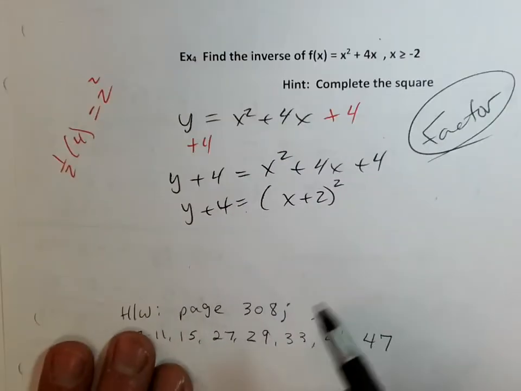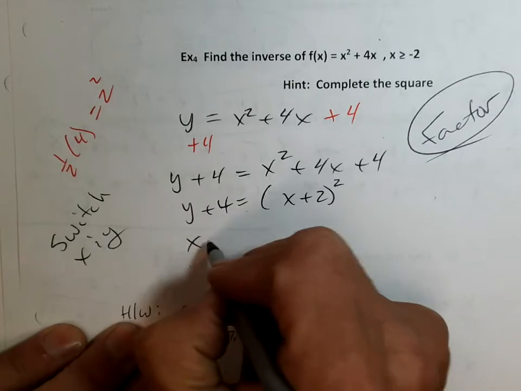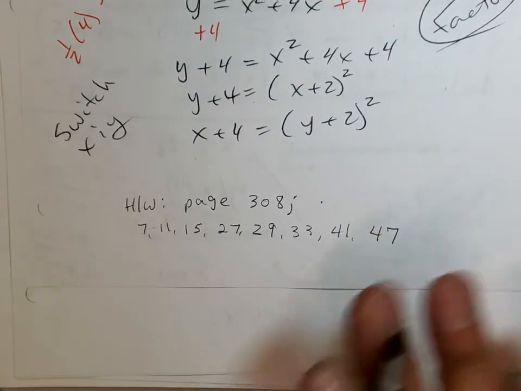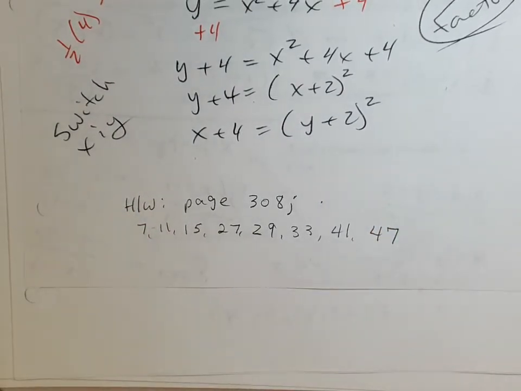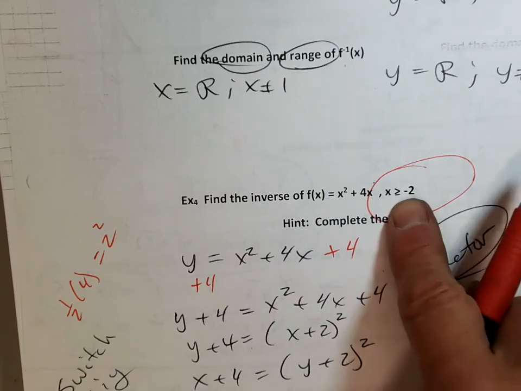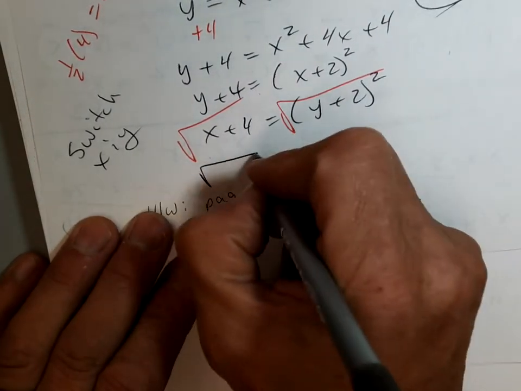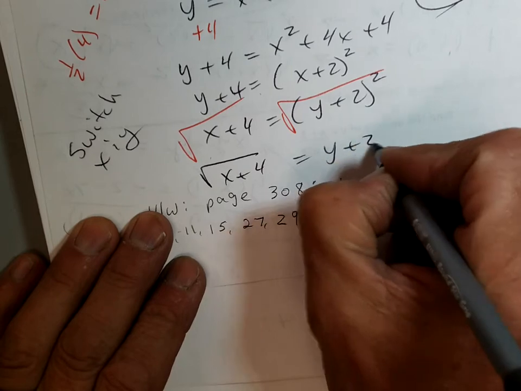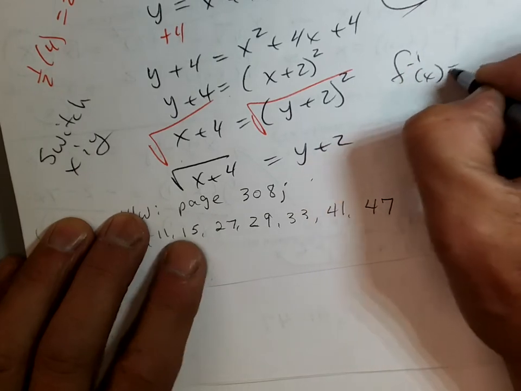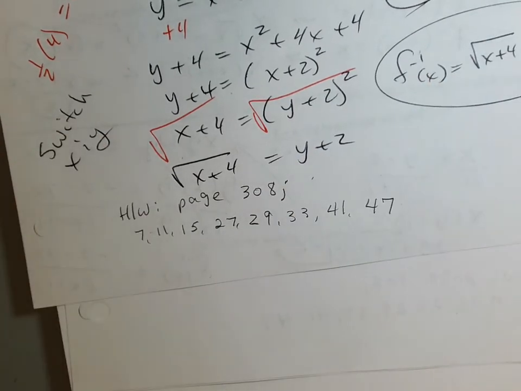So what do I do to find the inverse? Let's switch my x's and y's. So let's go x plus 4 equals y plus 2 squared. And let's solve. First step, square root, and we're not going to do a plus or minus because I told you to make sure you keep it positive, right? So square root. So I'll have the square root of x plus 4 equals y plus 2, and then minus 2. Yeah, so f inverse of x is equal to the square root of x plus 4, minus 2. That's my inverse equation. Okay, that's all I have.